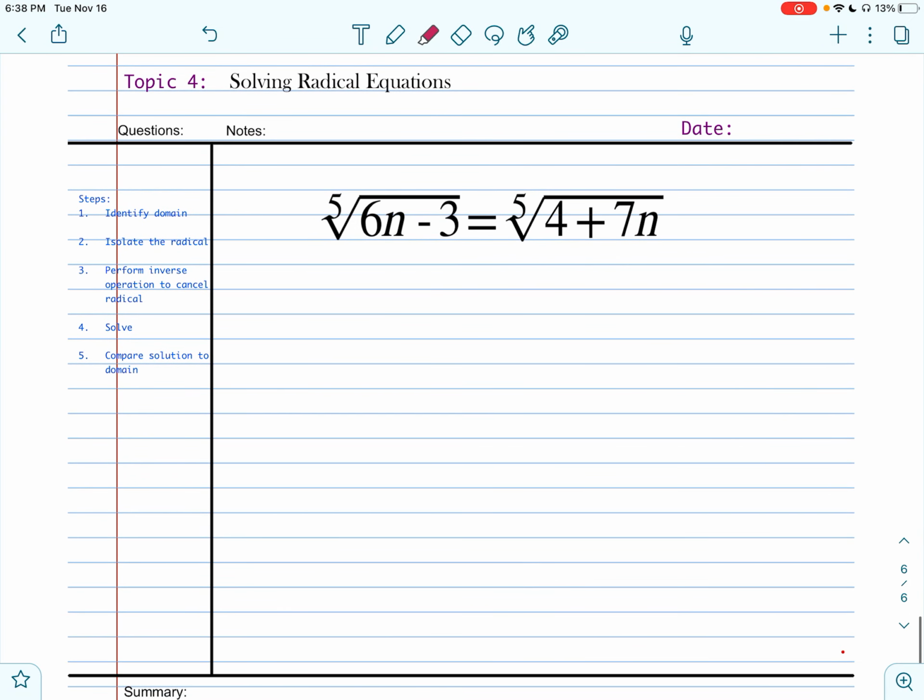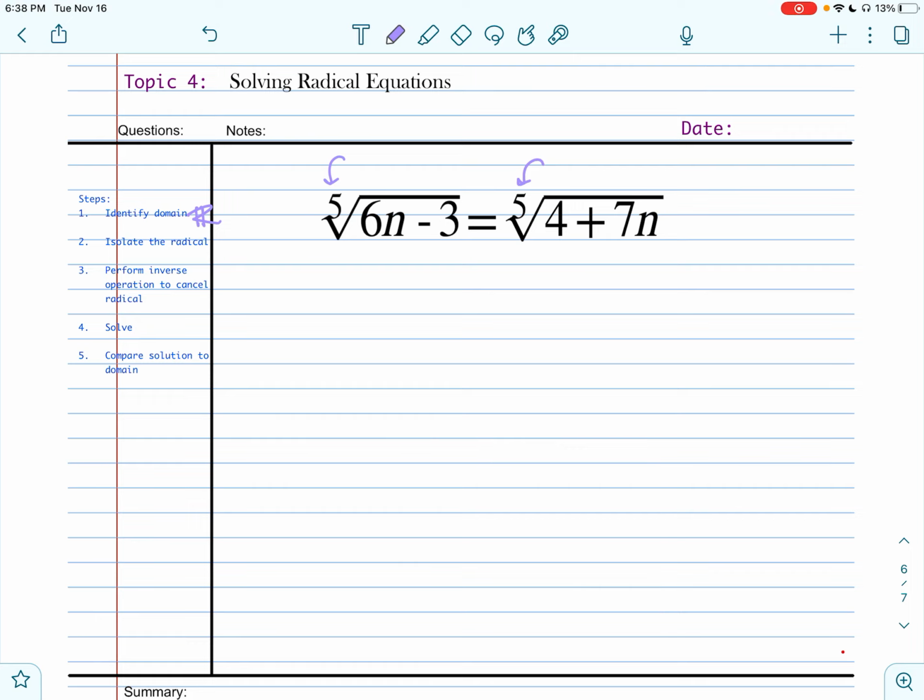Okay, last example today. Identify the domain. I'm looking and I have fifth roots on these. So my domain of an odd root is all real numbers. Okay, then I have isolate the radical. And even though both sides have a radical, they are isolated. There's no adding on top of them. There is no multiplying to them. So we've done that part.